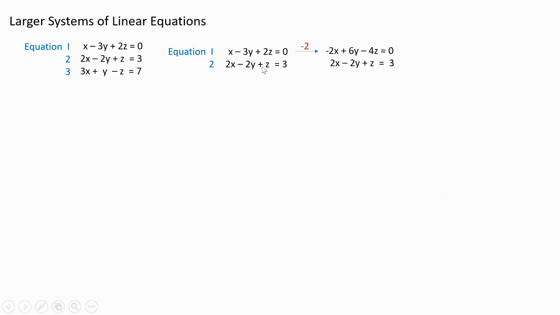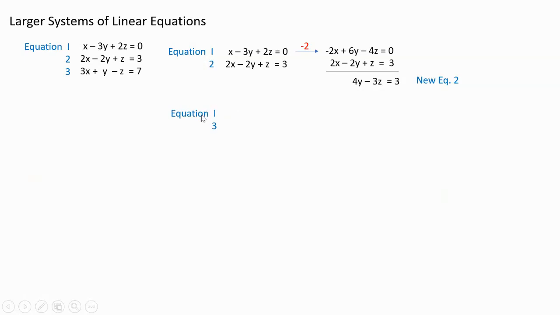Okay, here we go. So this is my linear system of equations. I'm going to take equations 1 and 2 and get rid of the x's. So I'm going to multiply equation 1 by negative 2. After I do that, I get negative 2x plus 6y minus 4z equals 0. Equation 2, we just bring it over and then we add them. If you notice, the x's will get eliminated. So I'm left with 4y minus 3z equals 3. And that's my new equation 2.